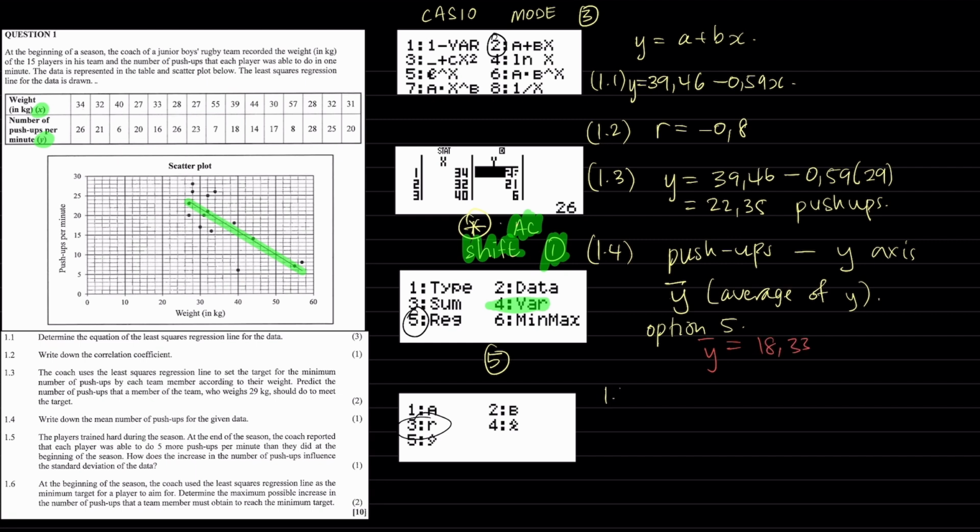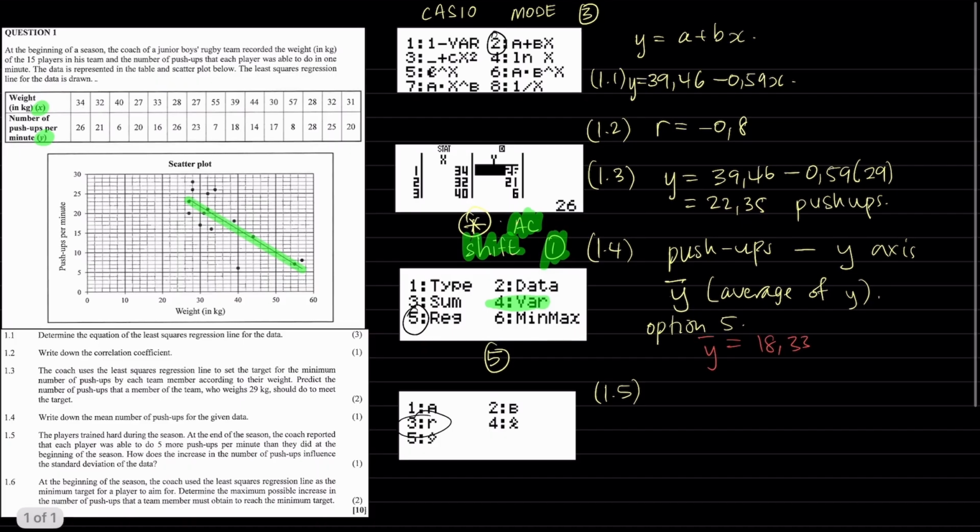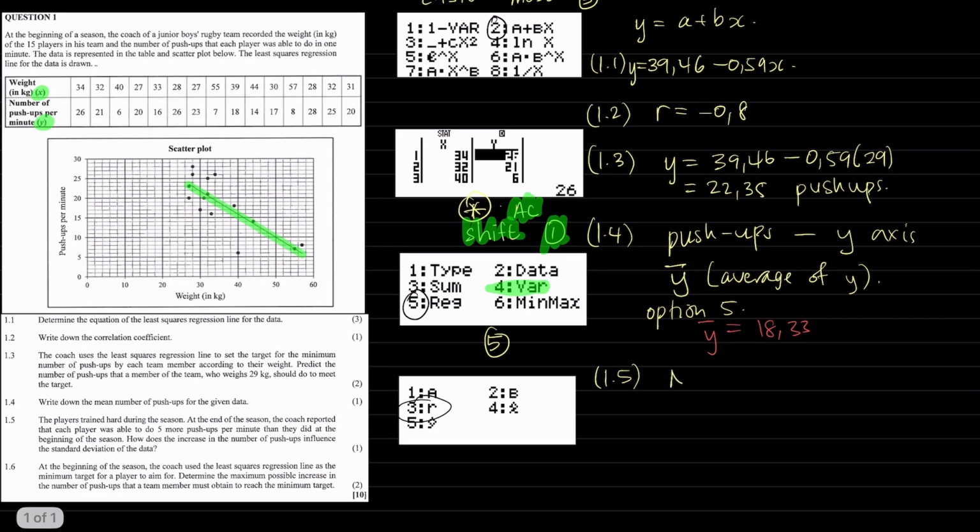Next, question 1.5. The players trained hard during the season. At the end of the season, the coach reported that each player was able to do 5 more push-ups per minute than they did at the beginning. How does the increase in number of push-ups influence the standard deviation? It does not influence the standard deviation. It has no influence on the standard deviation.